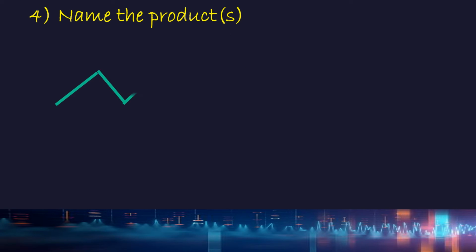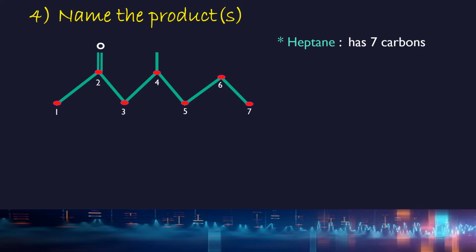Now let's name our final product from the oxidation reaction. Yet again, we will start backwards in naming the product. First, we need to count up the number of carbons in the longest carbon chain. We have 1, 2, 3, 4, 5, 6, 7 carbons, so that means we have a heptane. Notice that we have a polar group with a carbon double bond to oxygen in the middle of the chain. This means that we have a ketone.